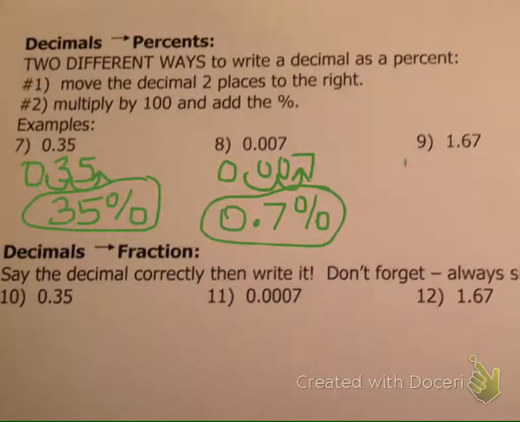And for number 9, we have 1.67. We're going to move the decimal 2 places to the right. So we will have 167%.